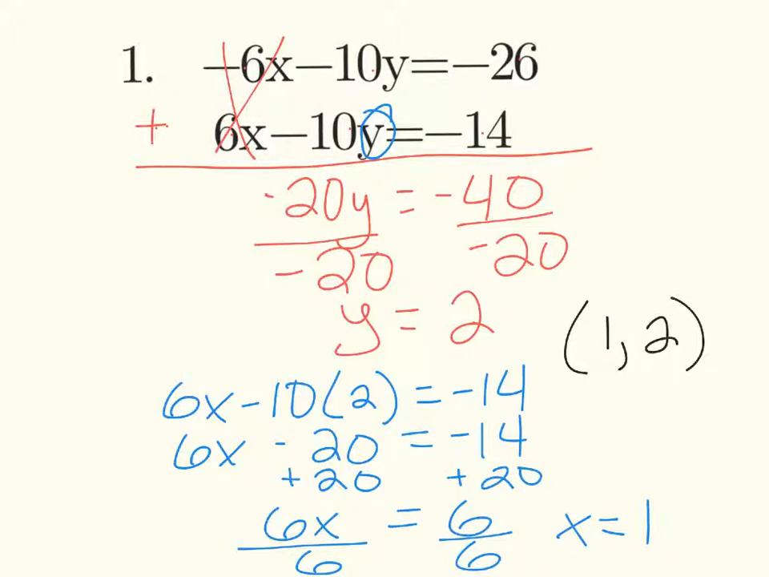Always check yourself here. If I just check it mentally here, -6 times 1 is -6, minus 10 times 2, which is -20. -6 minus 20 is -26. And then 6 times 1 is 6. -10 times 2 is -20. 6 minus 20 is -14. So it works.